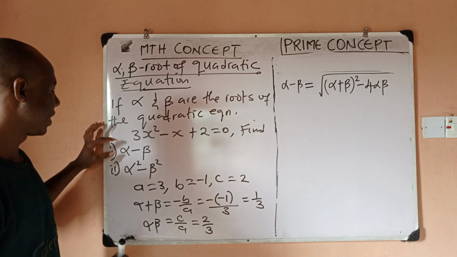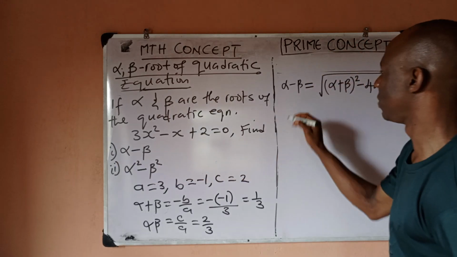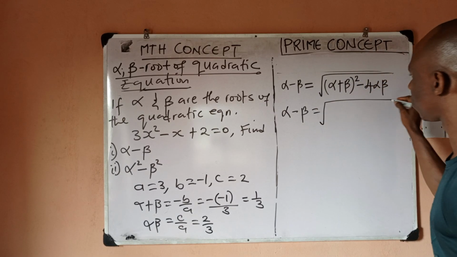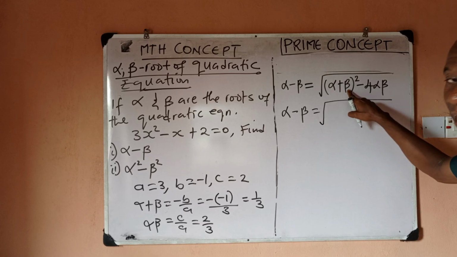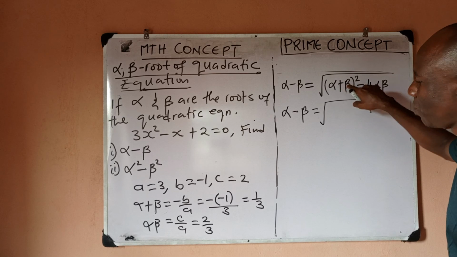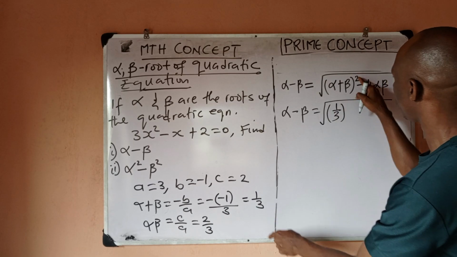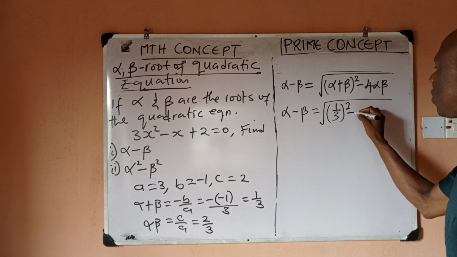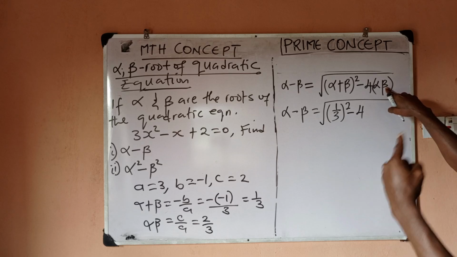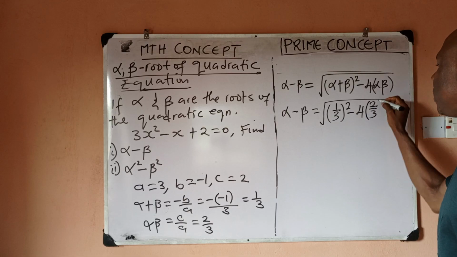So I can quickly swing into the first question. The first question says find alpha minus beta. So alpha minus beta, the formula is still on the board, which is going to be the square root of, now I have alpha plus beta. You can see why we had to find this first. So this is alpha plus beta, and we've gotten it to be 1 over 3. So I would say 1 divided by 3, all squared, then minus 4 into alpha beta. That is why we also have to find it first. So alpha beta is going to be 2 by 3. So this is what we have.